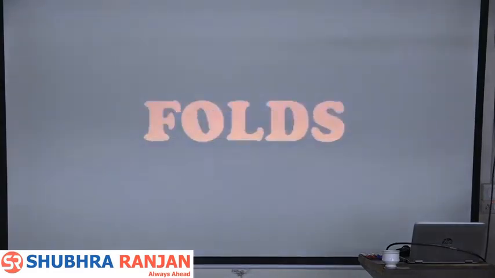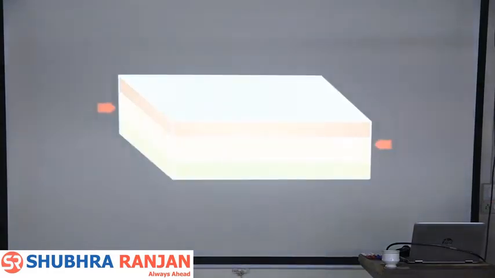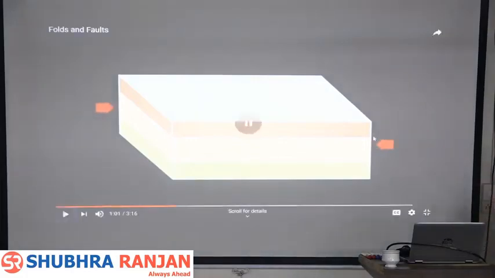So first, folds. See, what is the force that is being applied? It is towards each other, and we'll call such force compressional forces. They will result in shortening of the Earth's crust.